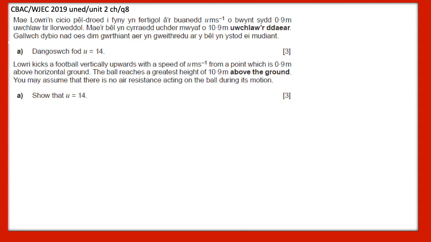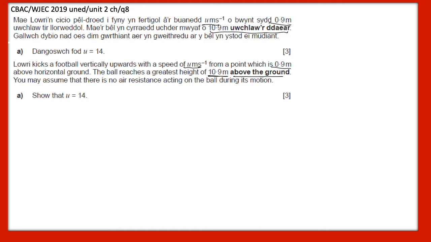Good question here. I'm impressed that Larry can kick a football vertically upwards. Most people don't actually manage a complete vertical kick, but that's okay. We've got an initial speed of u meters per second, and it's 0.9 meters above the ground. Okay, and it reaches a height of 10.9 meters above the ground. So the distance traveled is actually exactly 10 meters.